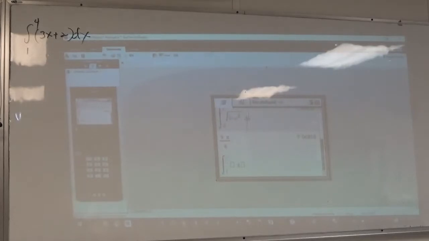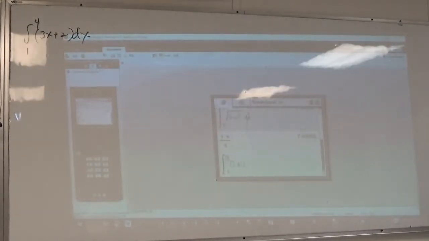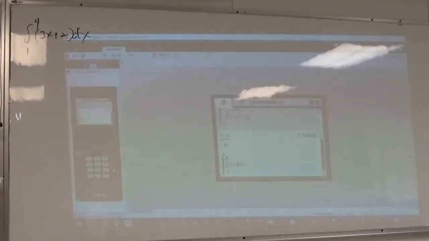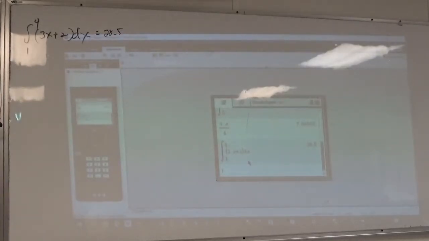So let's redo the first one. The definite integral of 3x plus 2 with respect to x from 1 to 4. Trust your instincts here. Type in the 1, basically fill in the boxes. 1 to 4, 3x plus 2 with respect to x. And if all goes well, 28.5. What did we get? 57 over 2. 57 divided by 2 is 28.5. Half. Okay, what was the second one?